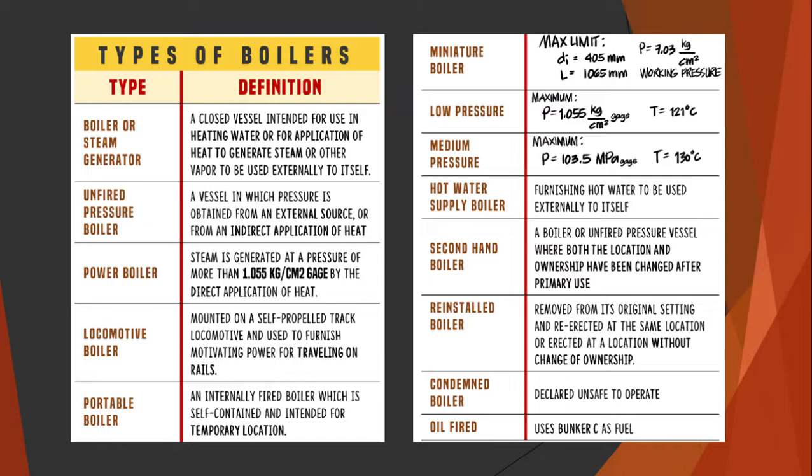Hot water supply boiler. Furnishing hot water to be used externally to itself. Second-hand boiler. A boiler or unfired pressure vessel where both the location and ownership have been changed after primary use. Reinstalled boiler. Removed from its original setting and re-erected at the same location or erected at a location without change of ownership. Condemned boiler. Declared unsafe to operate. Oil-fired. Uses bunker C as fuel. Next po.